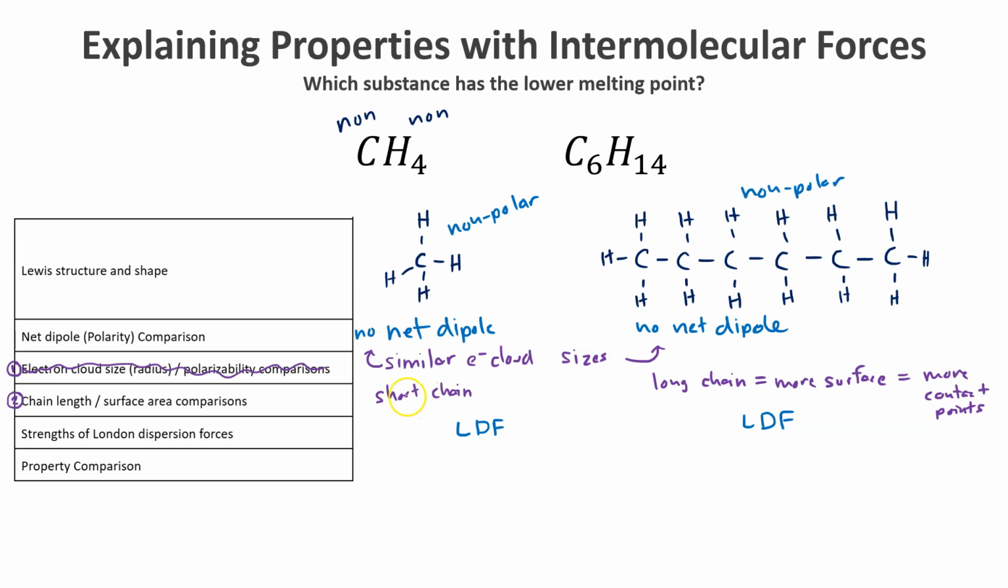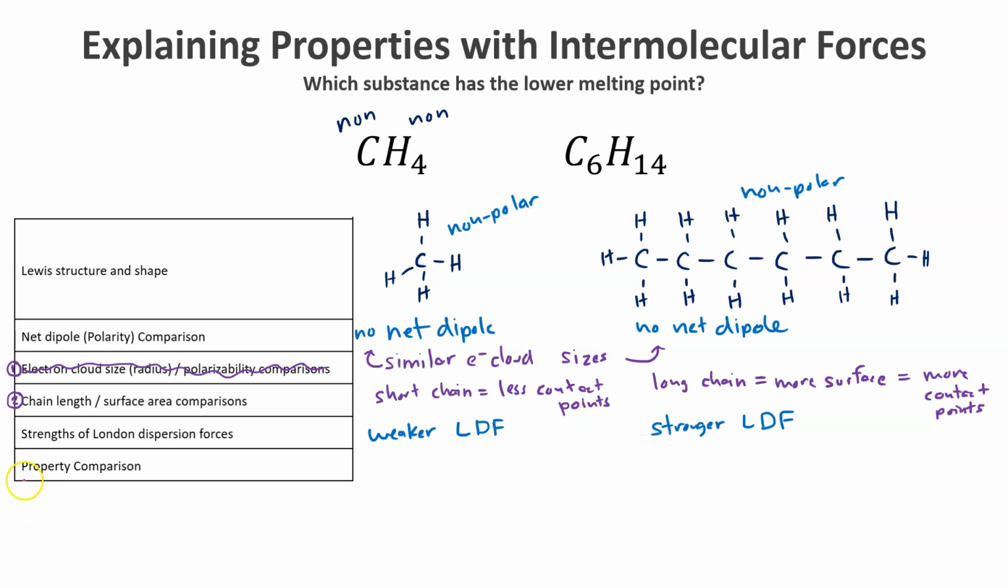All of the opposite things are true for my methane, right? That shorter chain means there's less surface, which means there are fewer contact points when methanes get near one another. This is so I can now finally compare the strengths of these LDFs, because when you've got more surface, more contact points, that's going to lead to stronger, or at least more, London dispersion forces, and that's going to be true for my C6H14. Here, where I've got fewer contact points, that's going to lead to weaker London dispersion forces.